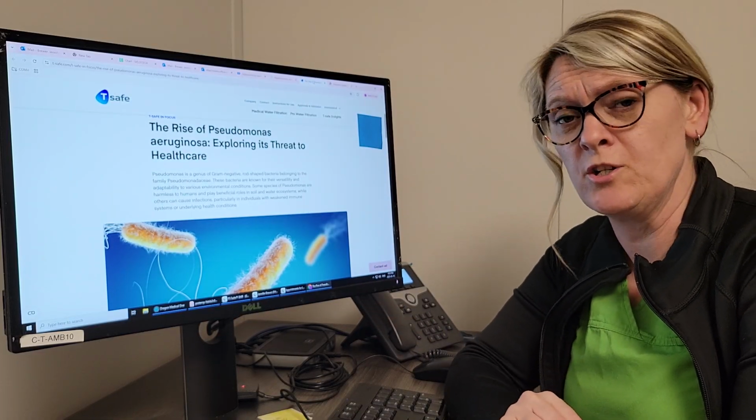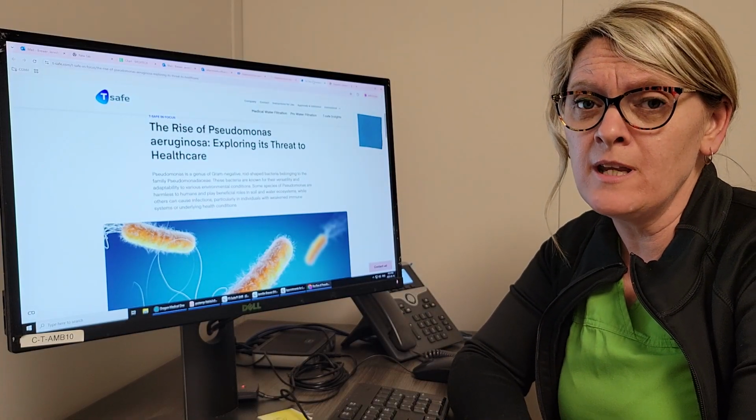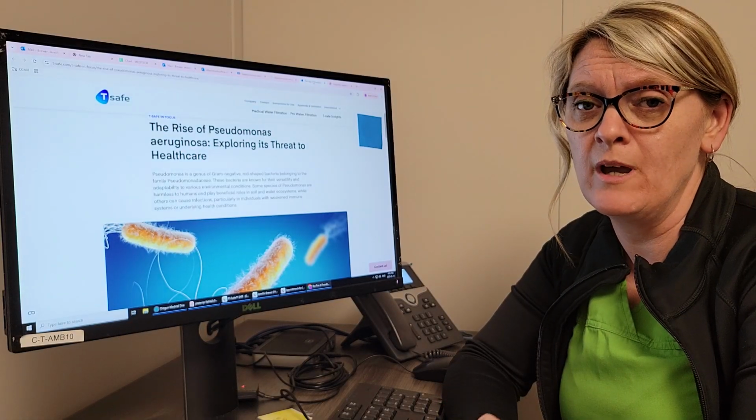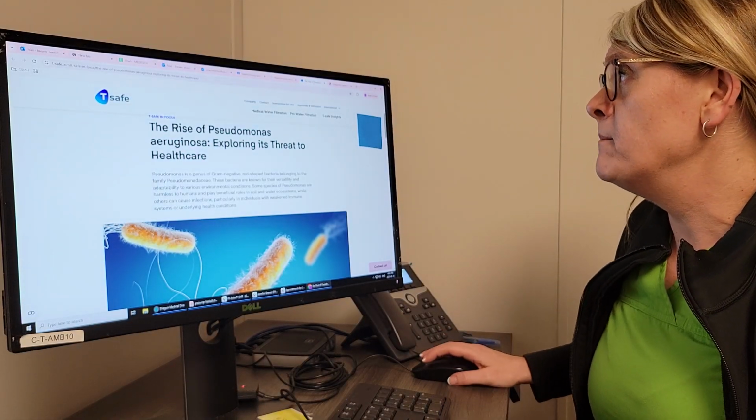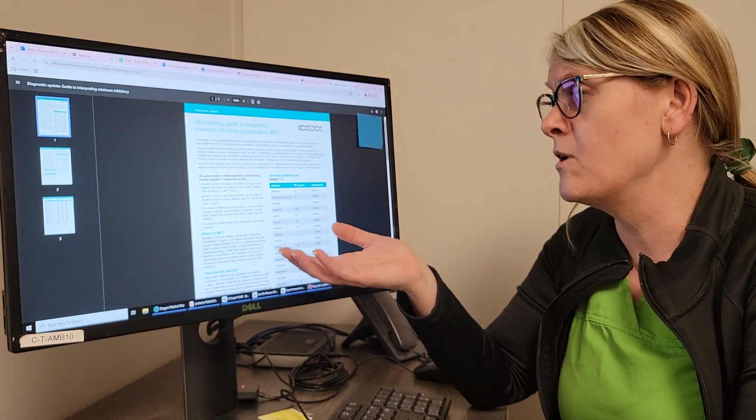One of the other pieces I want to note and show you is how we actually determine some of this, because in chronic care, they don't get the same access to the MIC, or the minimum inhibitory concentration, which is what we're looking at.